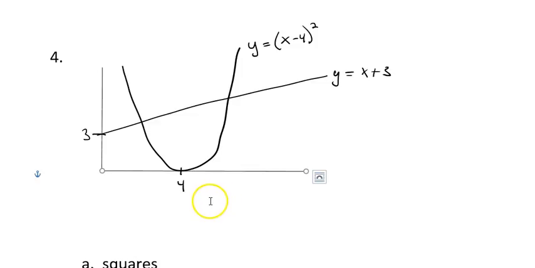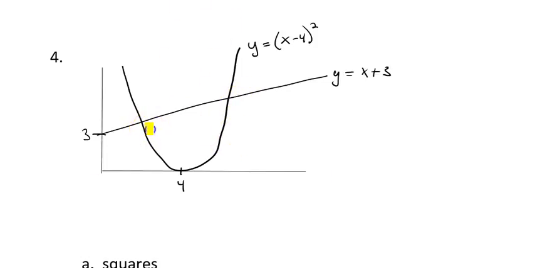Okay, for our fourth example, we're going to do something a little bit different. I have a graph of a parabola that's been moved right 4, as you can tell by the shift here. So it would cross the x-axis at 4, not really cross, but touch the x-axis at 4. And a graph of the line y equals x plus 3. So it would have a y-intercept of 3 and a slope of 1. And obviously these aren't perfectly drawn or to scale, but this is the general idea of what's going on.